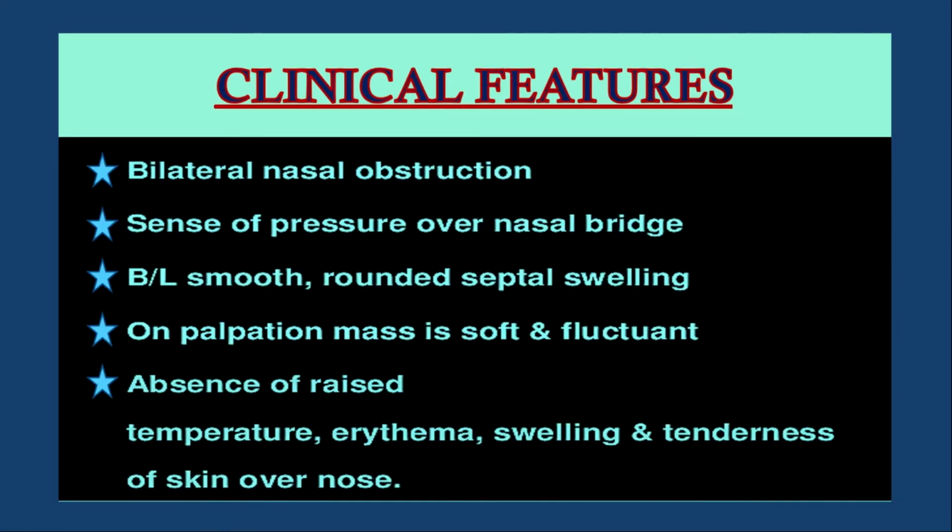Its clinical features are usually bilateral nasal obstruction, by which a patient comes to see the doctor, and a sense of pressure over the nasal bridge. There is a bilateral, smooth, rounded septal swelling, which could also be dumbbell-shaped. On palpation, the mass is soft and fluctuant, whereas there is absence of raised temperature. There is often absence of redness, and the swelling and tenderness are also not there over the skin of the nose.